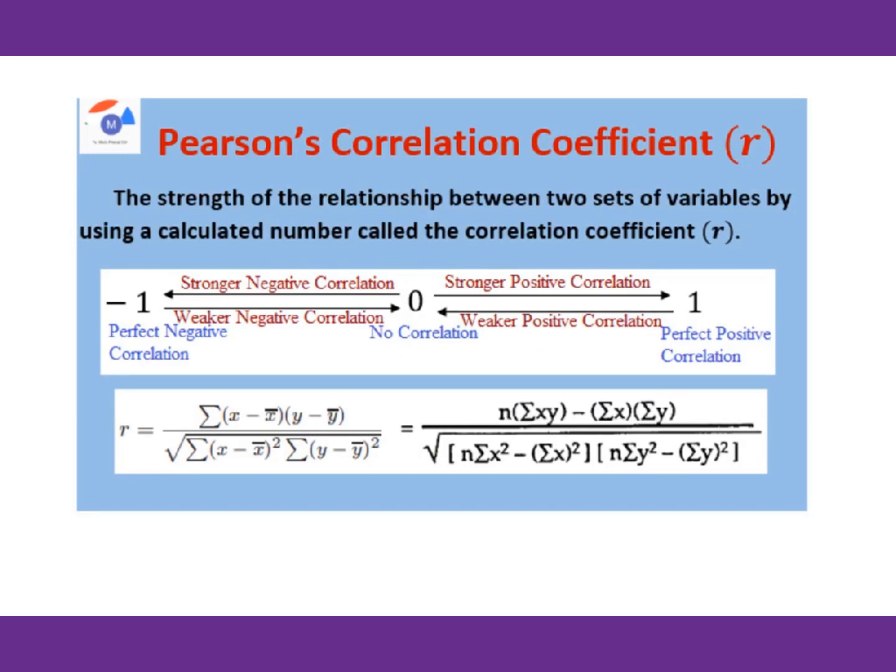Normally we use Pearson's correlation coefficient R to show the correlation. If R equals 1, that means two variables have a perfect positive correlation. When R equals -1, they have a perfect negative correlation. The stronger the positive correlation, the closer to 1. The stronger the negative correlation, the closer to -1. There is a formula for this correlation coefficient.